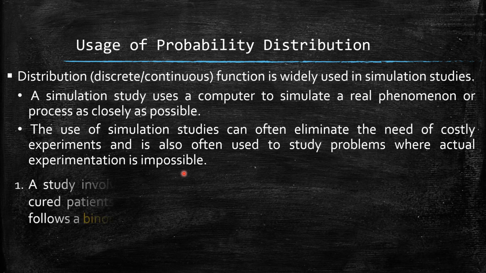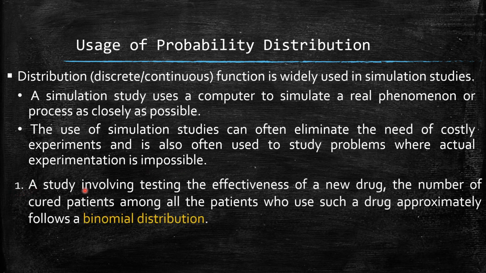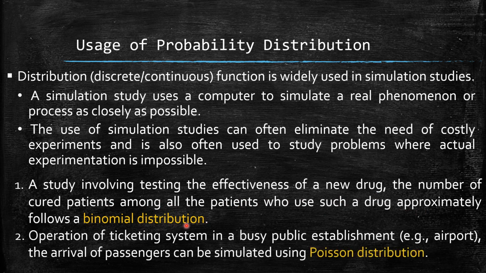Now, under discrete probability distribution, we are going to take two distributions, binomial and Poisson. As a usage of binomial distribution, we can say a study involving testing the effectiveness of a new drug. The number of cured patients among all the patients who use such a drug approximately follows a binomial distribution. For Poisson distribution, consider the operation of a ticketing system in a busy public establishment, for example airports and metros. The arrival of passengers can be simulated using Poisson distribution.